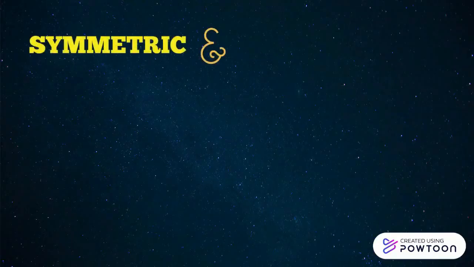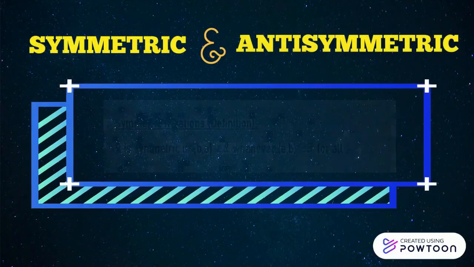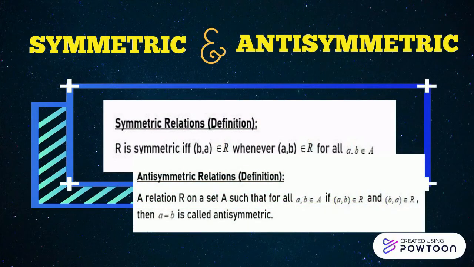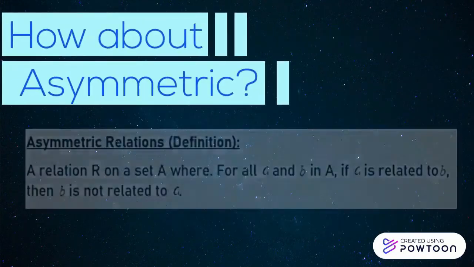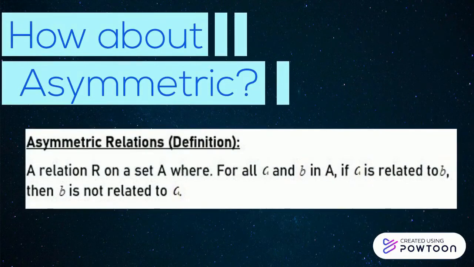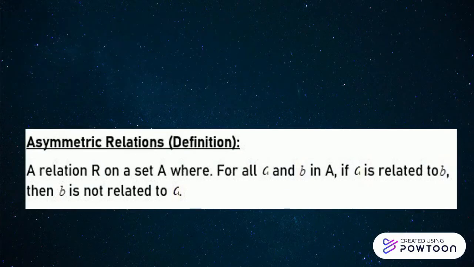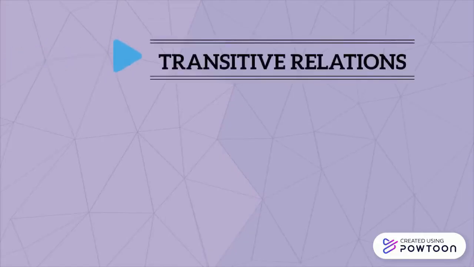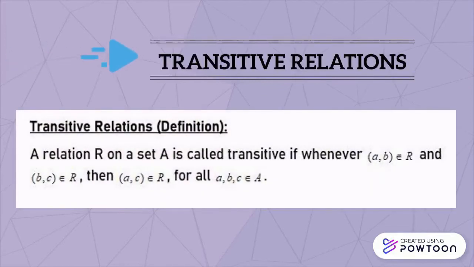Next, we look at the definitions for symmetric and anti-symmetric relations. How about asymmetric relations? This is the definition for asymmetric relation. The last property of relations is transitive relations. We look at the definition of transitive relations.